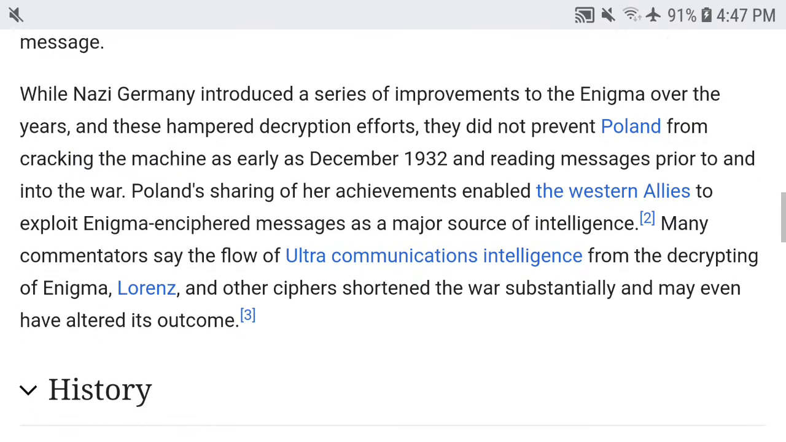Germany introduced a series of improvements to the Enigma over the years, and this hampered decryption efforts. They did not prevent Poland from cracking the machine as early as December and reading messages prior to and into the war. Poland's sharing of her achievements enabled the Western allies to exploit Enigma and ciphered messages as a major source of intelligence.